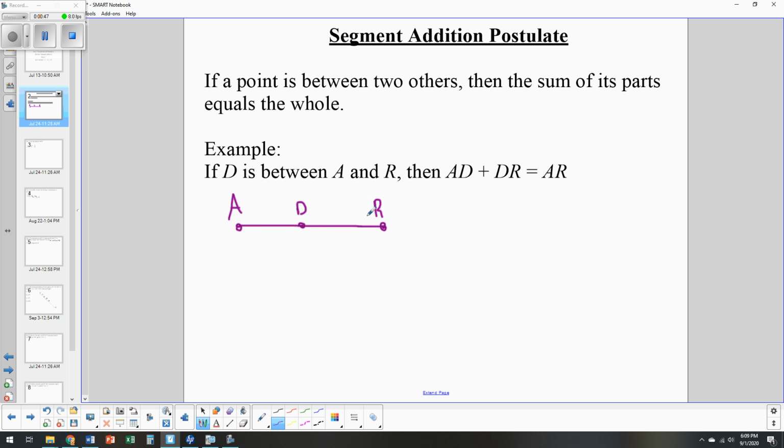Anytime we have a picture that looks like this, we can use the segment addition postulate to create this equation. Right? This is going to come into play big time in Chapter 2 as well, so it's very important that we know it.